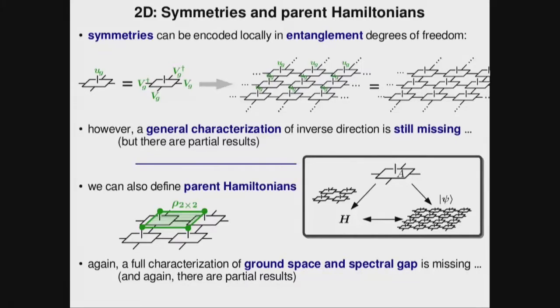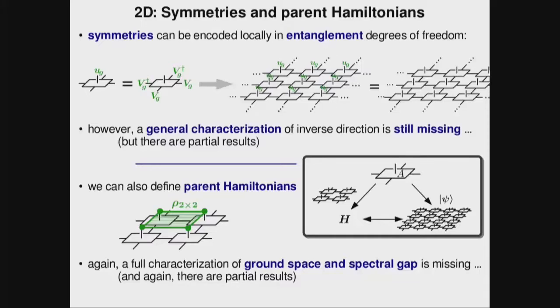And again, this would form a framework for studying systems by trying to encode things in the tensor. From that, we get a Hamiltonian, which again inherits all symmetries. We also get a wave function, which is a ground state of that Hamiltonian. And we might be interested in asking, well, what is the structure of the ground space? What are the spectral properties of the Hamiltonian, and so on. And again, as for the symmetries, we don't have a full characterization of the ground space, and in particular not of the spectral gap. But we have partial results.